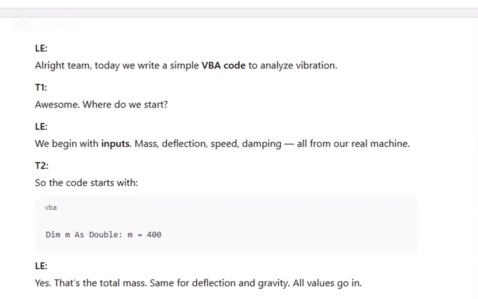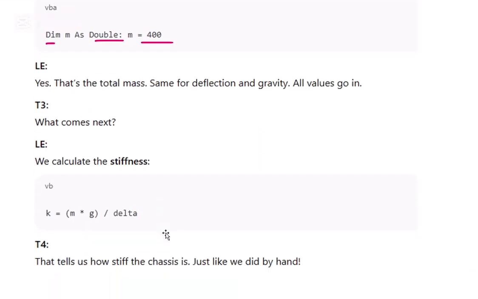Alright, today we write a simple VBA code to analyze vibration. Where do we start? We begin with the inputs: mass, deflection, speed, damping, all from our real machines. The code starts with Dim m As Double, m equal to 400. That's the mass. Same for deflection and gravity, all values go in.